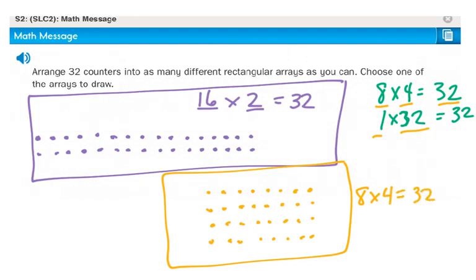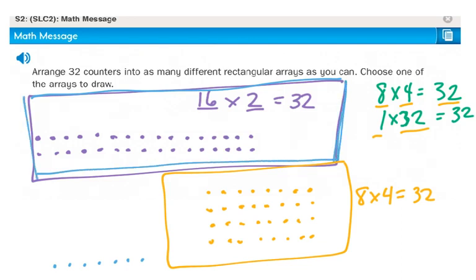And I could do the same thing for 1 times 32. I literally could put 32 in a row. I won't do that, but those are arrays. These are rectangular because we have 2 longer sides and 2 shorter sides. Go ahead and erase your whiteboard.